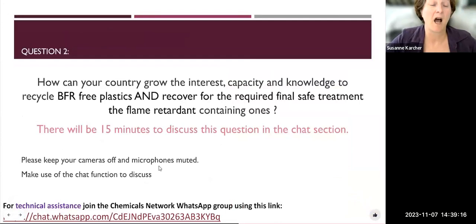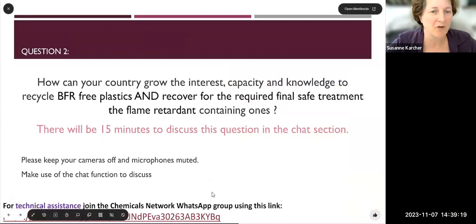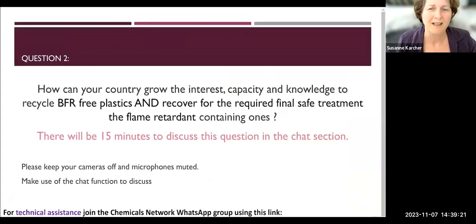How can our countries, and not just yours, mine too, grow the interest, capacity, and knowledge to recycle the BFR-free plastics, as I showed you? Very simple. How can we get the recyclers interested to do this and not just take the stuff and dump it? But also, how can we then recover the required flame retardant treated ones for final safe treatment? That is super important. So you need to also depollute. Depollution is part of what a recycler needs to do, not just cherry pick.